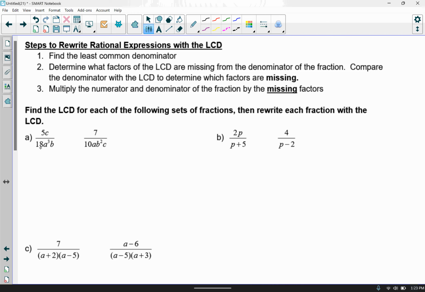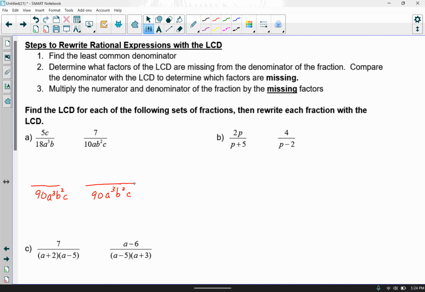So we need a number that 18 and 10 will both go into, and it just so happens that they will both go into 90, okay? So number-wise, 90 is my common denominator. All right, so then let's pick our letters. So I've got an a cubed. I know that I'm going to need an a cubed, and the other one just has an a. In terms of my b's, I've got a b versus a b squared. So remember, I'm taking the highest. I'm going to need a b squared, and then I got to pull that c. So then I come over here, a cubed, b squared, c.